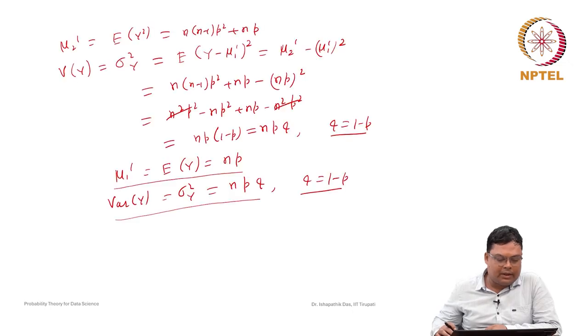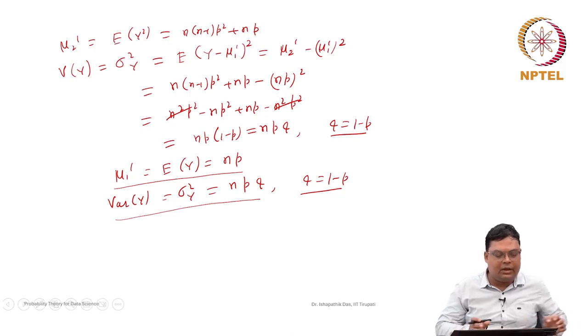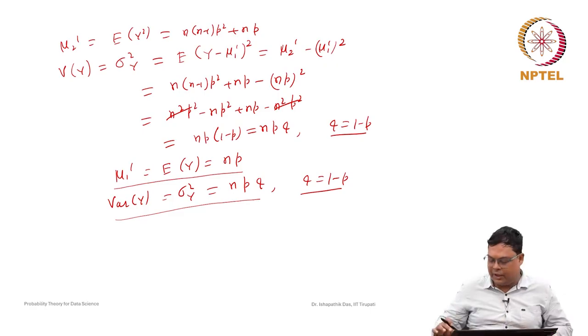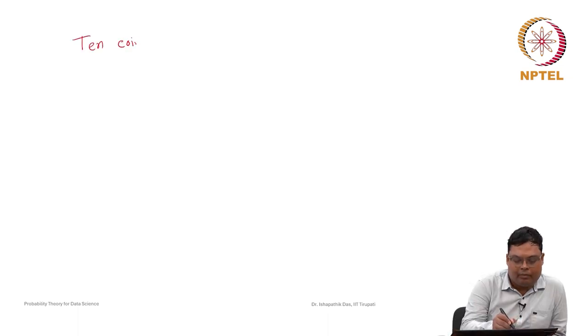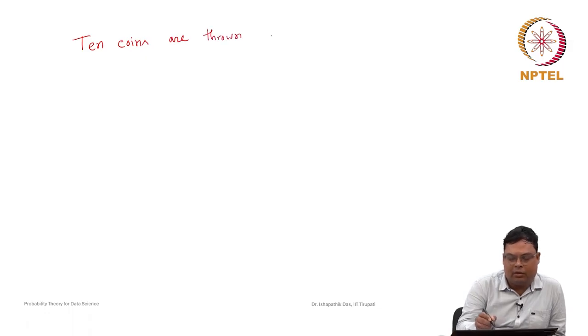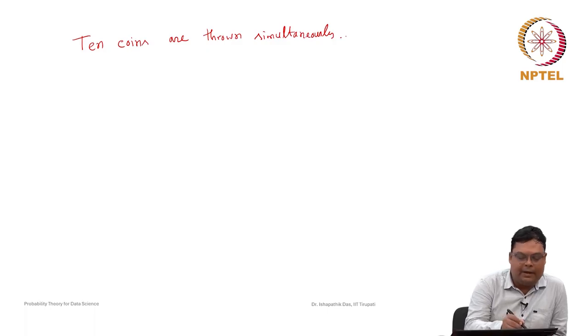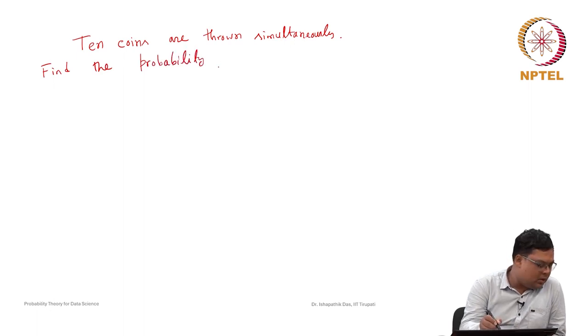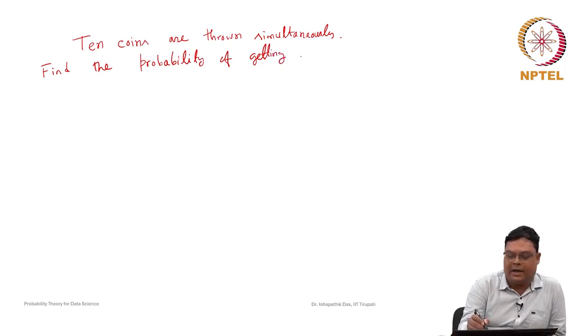So, let us discuss some examples. We have already discussed binomial distribution in detail. Some numerical examples we want to discuss. Let us consider one problem. Suppose 10 coins are thrown simultaneously, find the probability of getting at least 7 heads.